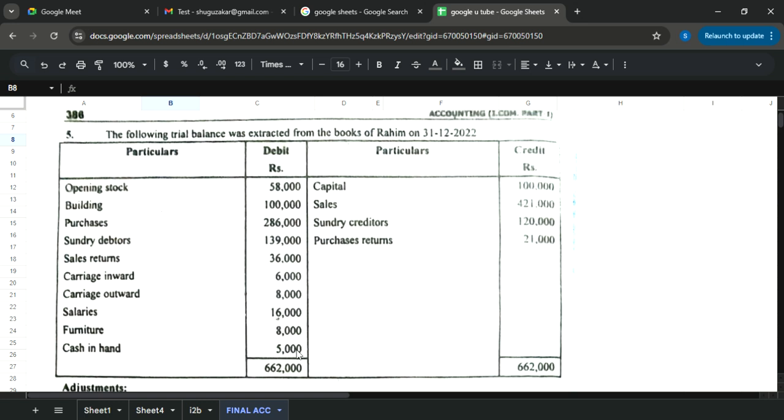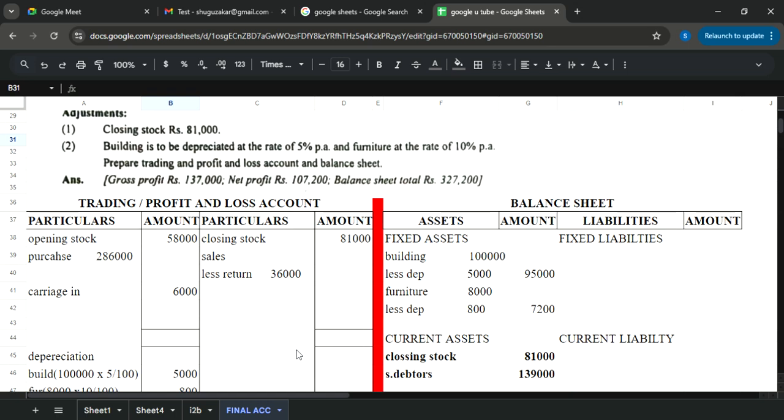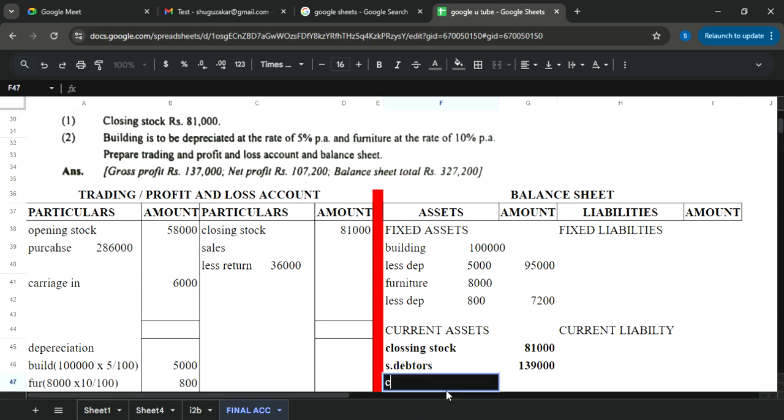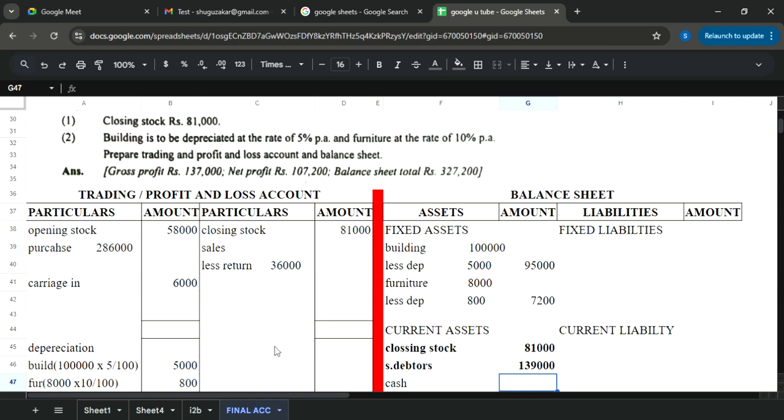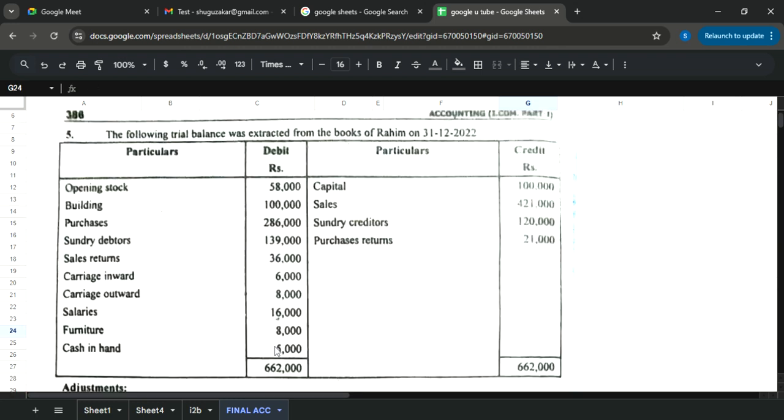Cash in hand is next, 5,000. So here you will come and will write cash. Amount of cash is 5,000. Just write down 5,000 over here. Alright guys, the debit side has been completed. Every element was returned to its relevant place. And now the credit side we are going to start.